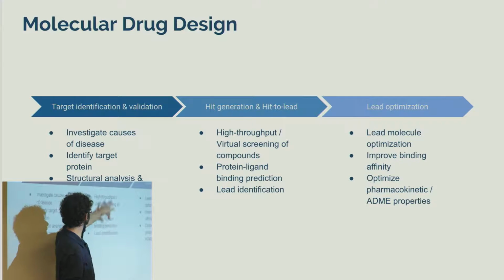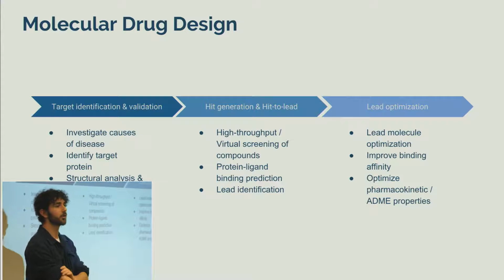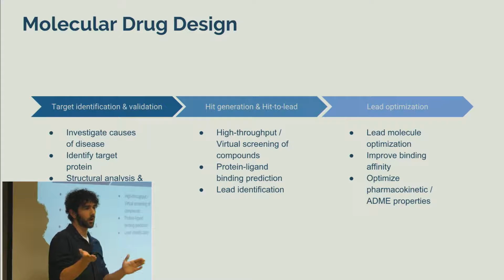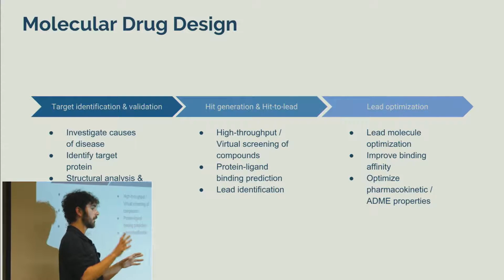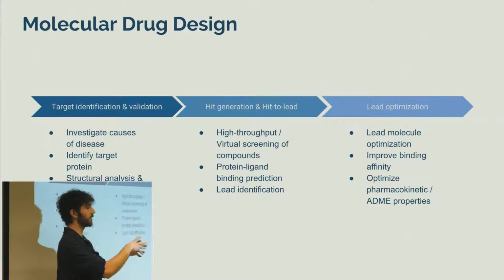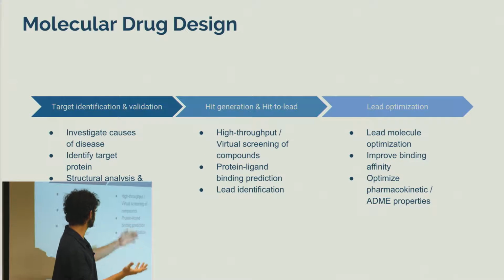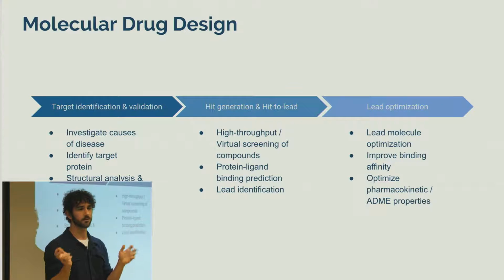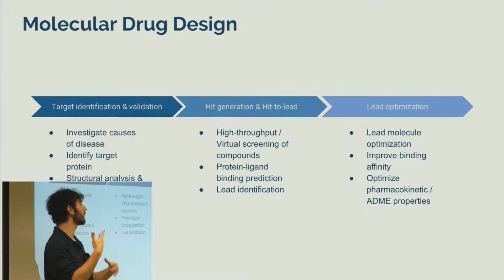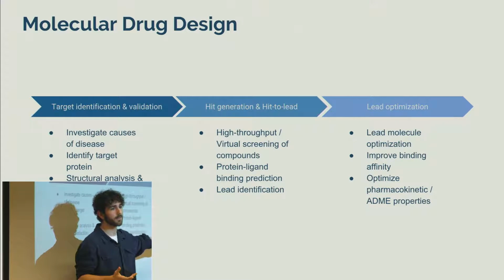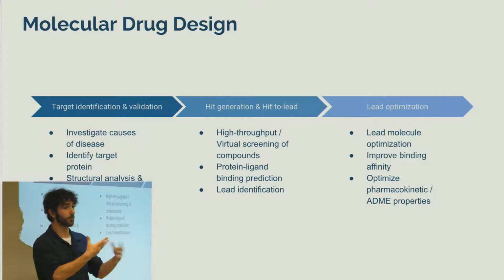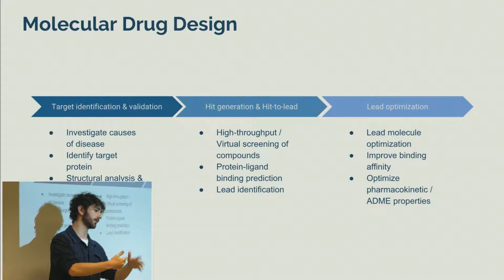So first of all, it's this part here, hit generation and hit to lead. You have millions and millions of compounds, and you need to put a threshold and select probably hundreds of compounds instead of having millions. And then once you have this list of hundreds of compounds, which are called the hit compounds, from these you start searching for the best ones, and you come out with lead compounds. And once you have these lead compounds, you start optimizing the ones that look better in order to then test in animals and then in humans.